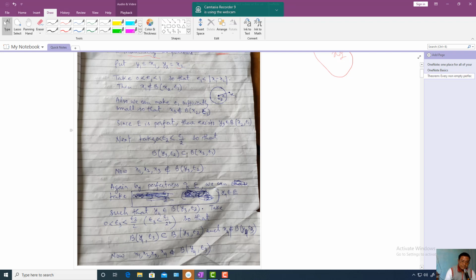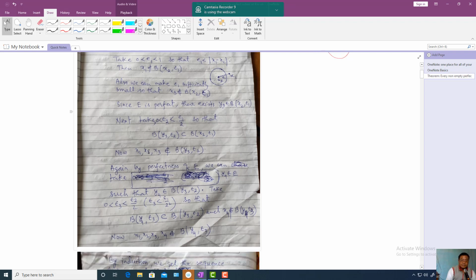By the definition of open ball, this y3 is a member of this open ball. Then we can take epsilon 2 so small that the ball of radius epsilon 2 centered at y3 lies entirely within this open ball. That is quite possible. Everyone understands that from basic topology. Then x1 is not a member of this open ball, but this open ball is a subset of the first open ball. Therefore x1 cannot be here also.